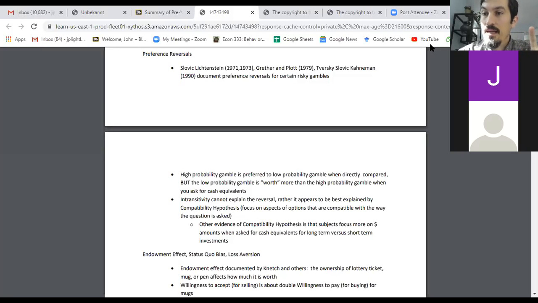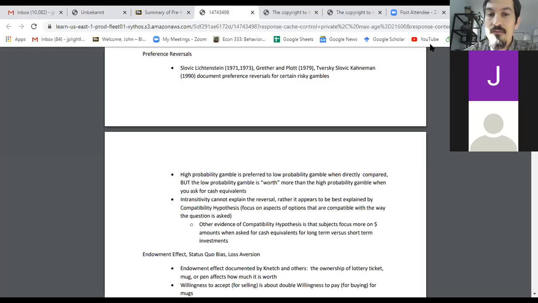First, I'll tell you what it's not. It's not that people are intransitive. It's not that people somehow think A is better than B, B is better than C, yet C is somehow better than A. That would involve a bit of literal irrationality and inconsistency in the preferences. That's called intransitivity. And that could be why this preference reversal happens, but actually that's not what they found.